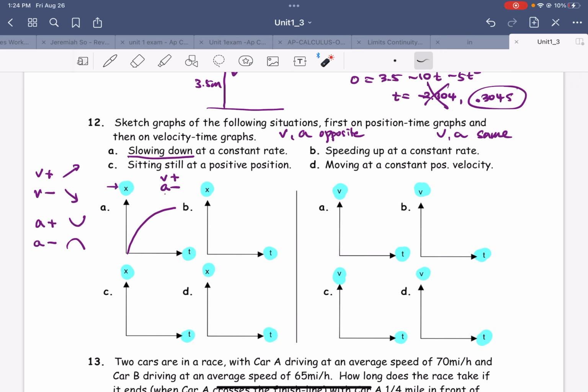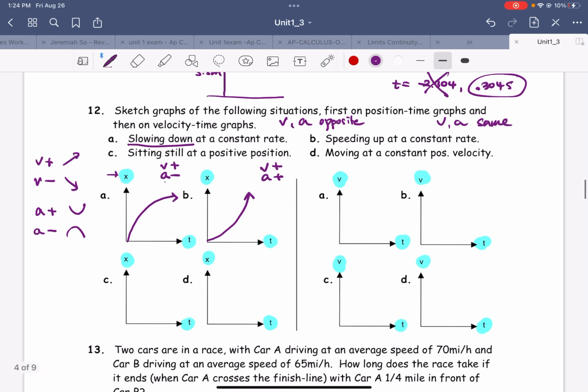Now B is speeding up, so same sign. In this case, velocity positive, acceleration also positive. So if you think about it, it's on positive and opens up. So that means it'll go this way, right? So I'm going to graph it this way. Okay, so that's that situation.